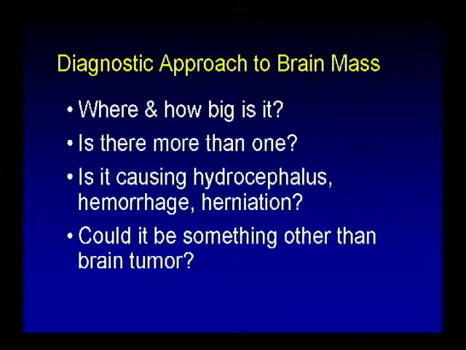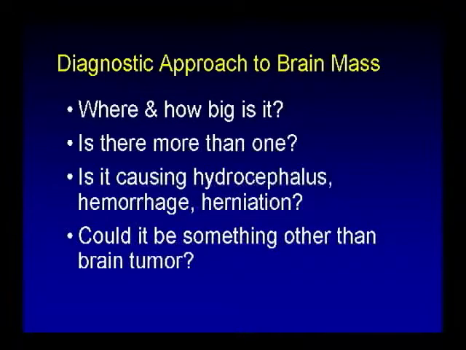So when you see a mass in the brain and you're suspecting a brain tumor, what are the questions you're going to ask? Here are some of the questions. Where is it? How big is it? This is a very important question. Is there more than one? Because if there is more than one, your differential diagnosis is completely different. So always look for a second lesion, because then you're talking about metastases, multiple abscesses, multiple demyelinating lesions, or multiple strokes, not probably a primary tumor.